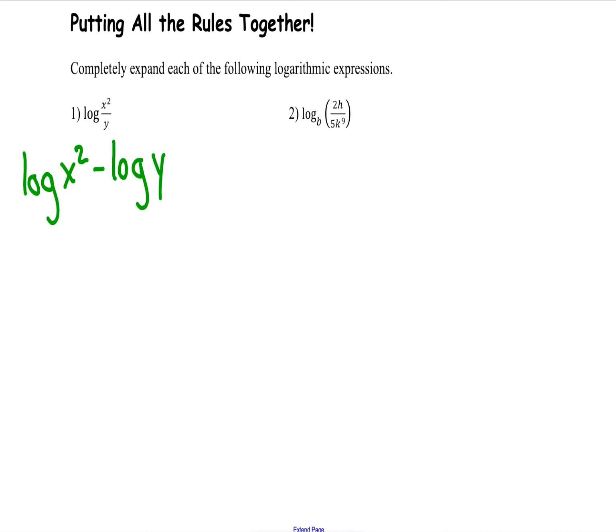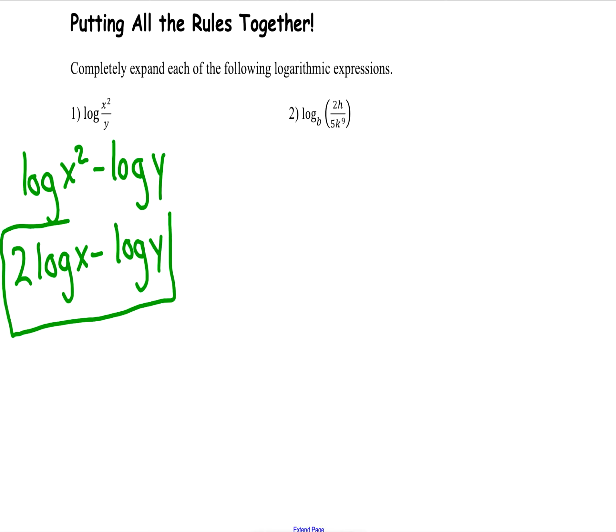So now we still have to do one more thing, that log of x squared. We have to expand that, so we have to bring that exponent out. So that would be 2 log of x minus log of y. And that would be the completely expanded equivalent way of writing log of x squared divided by y.